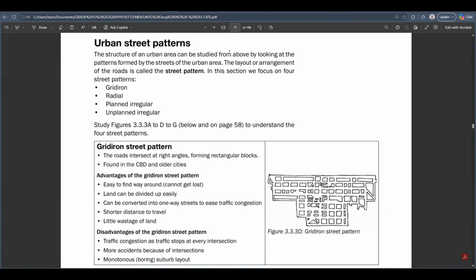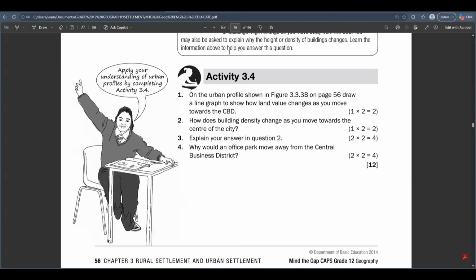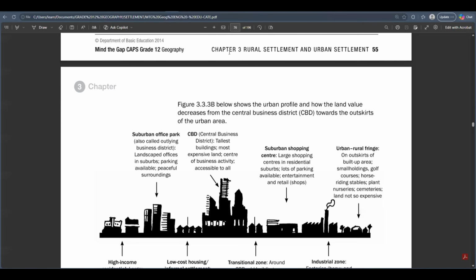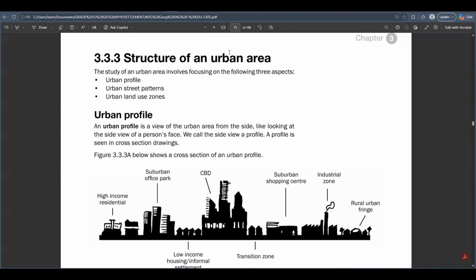In our previous session, remember, guys, we introduced the structure of the urban area. When we talk about the structure of the urban area, we were talking about three perspectives, three aspects that we look at when we study the structure of an urban area. We look at the urban profile, which is the side view of an urban area. And then you look at the urban street patterns, which is how the streets are arranged. And you also look at the urban land use zones.